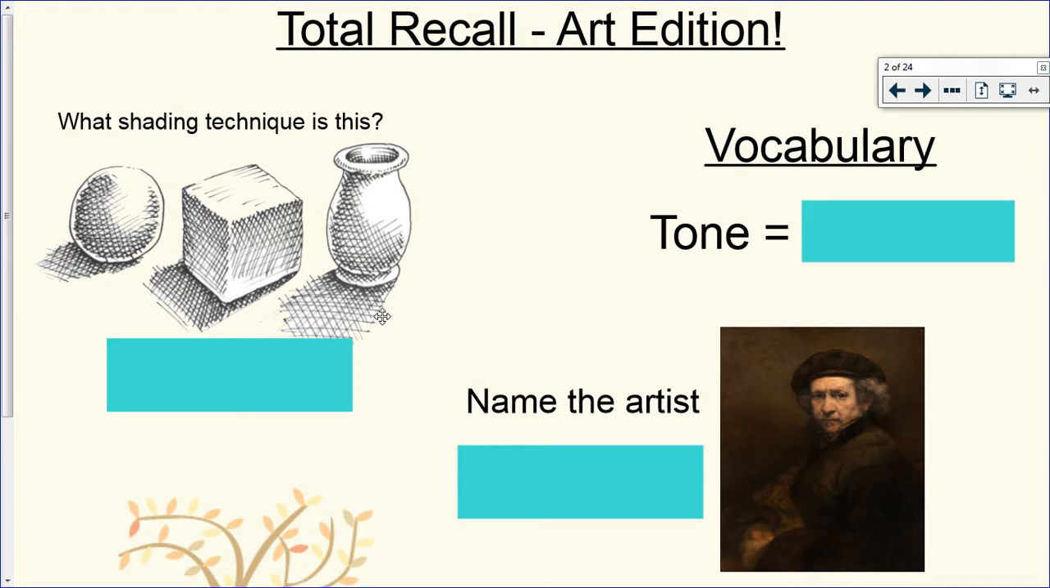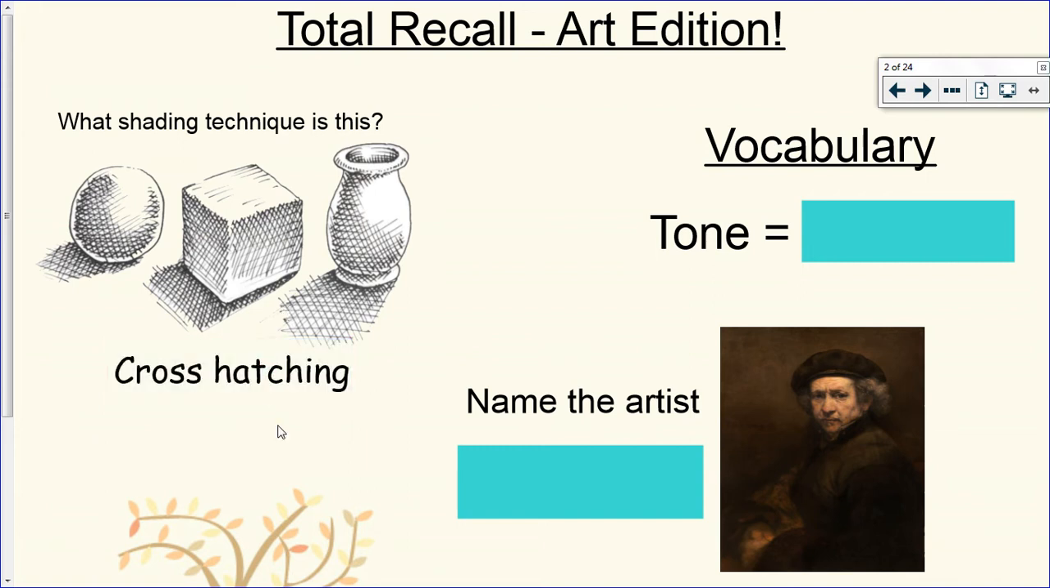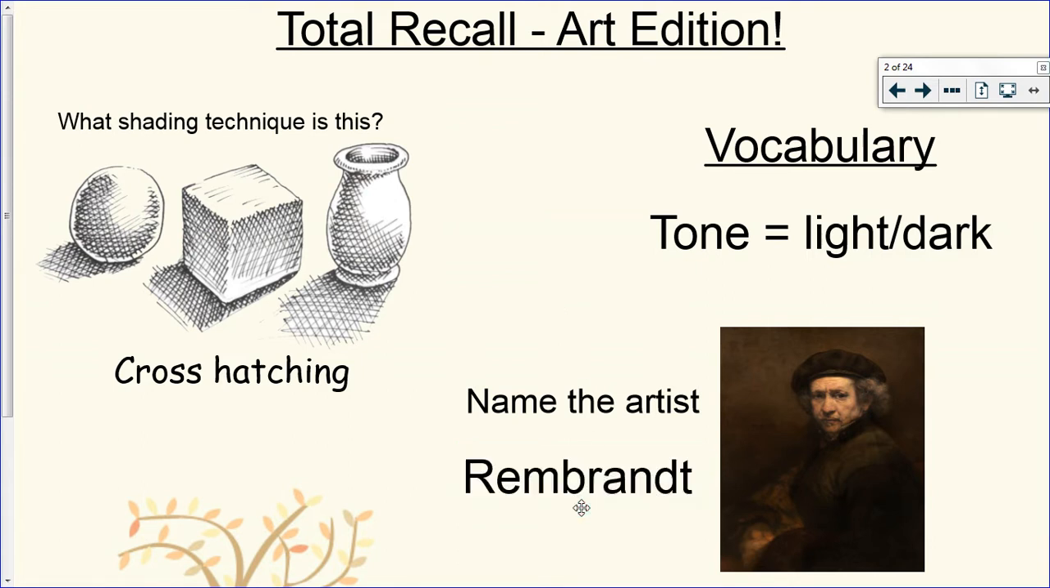Okay, let's see how many of these you've got right. This shading technique, obviously these lines are going across each other, so it is called cross-hatching. Our vocabulary, tone, is the light or darkness of a picture. The different tones, the comparison of tones, the light to dark. And the name of our artist is Rembrandt. So well done if you got any of those correct.